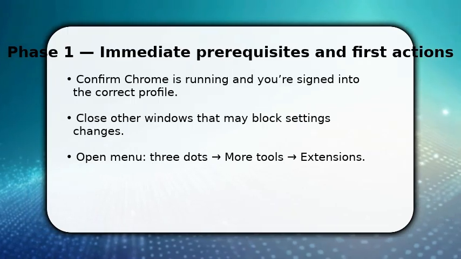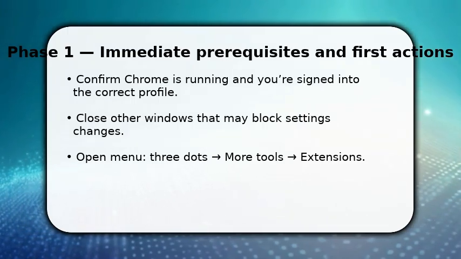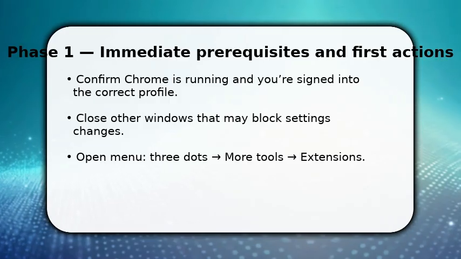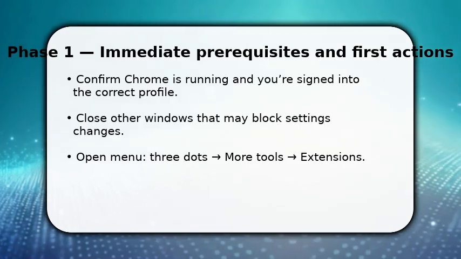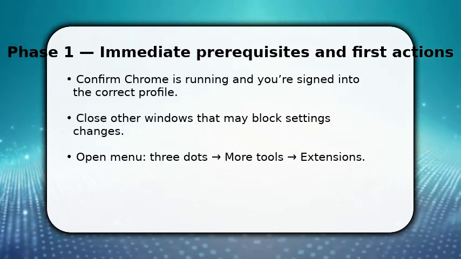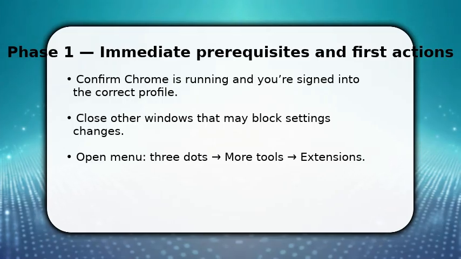You're doing this because Developer Mode toggles live extension permissions and can expose experimental features. Disabling it reduces risk and restores normal update behavior. Keep moving without delay. You need the extensions page visible for the next steps.